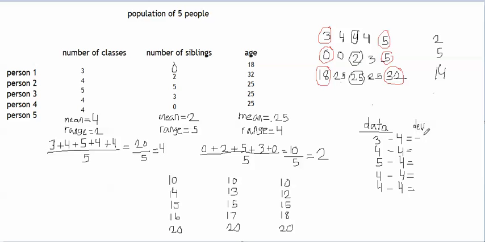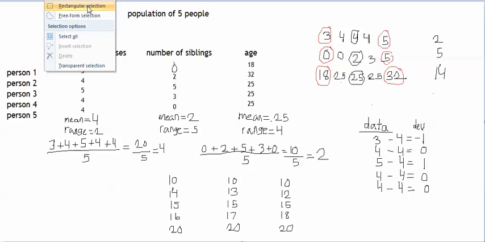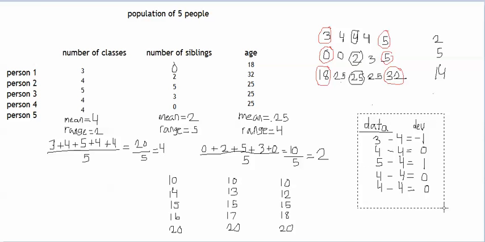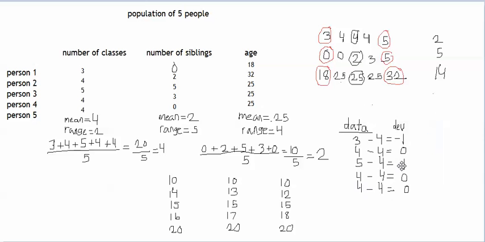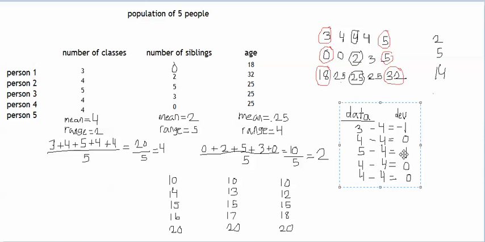Three minus 4 is -1. 4 minus 4 is 0. 5 minus 4 is 1. And 4 minus 4 is 0. These are called deviations because they're showing how far each data value deviates from the mean.